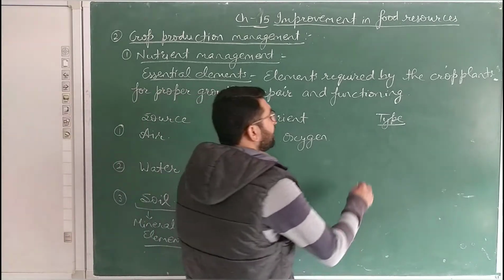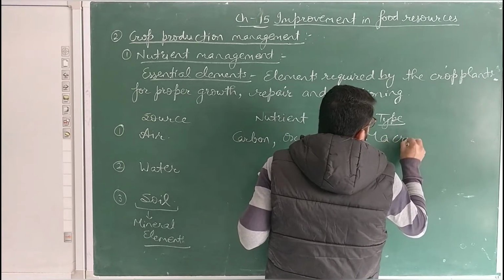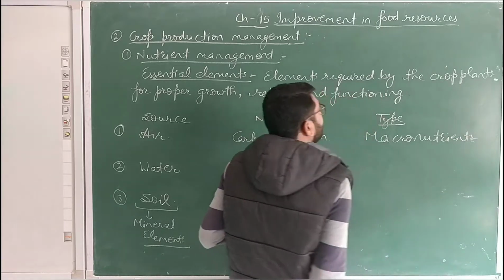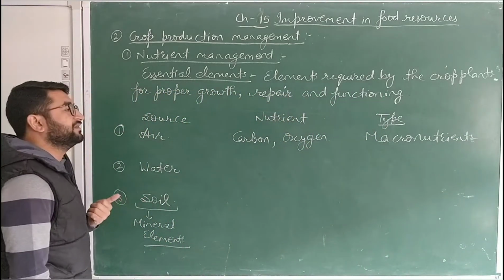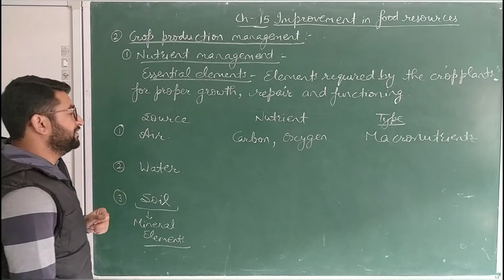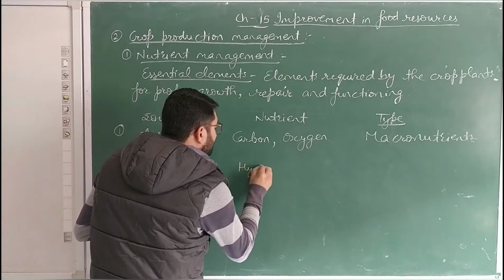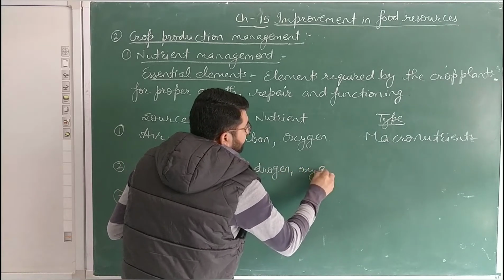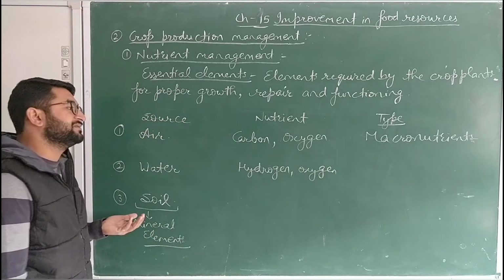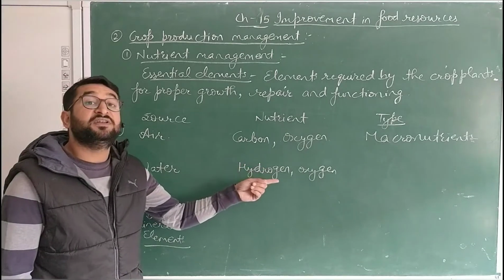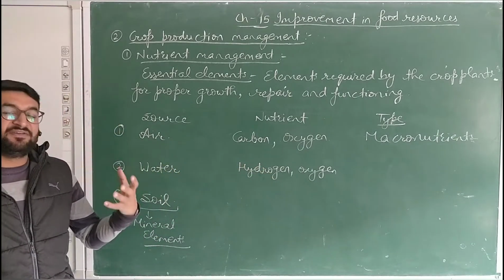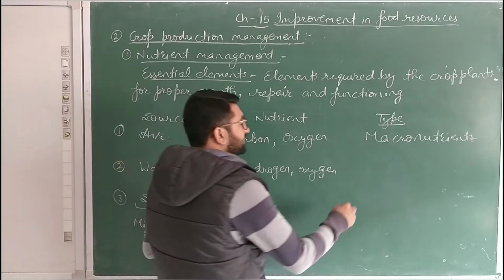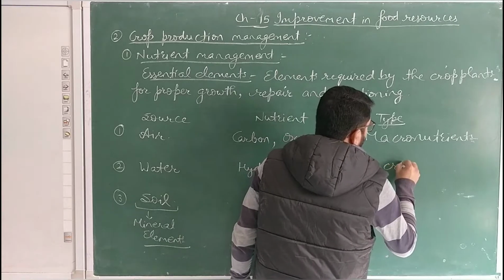तो कार्बन, ऑक्सीजन are macronutrients. They are required by the plants in large quantities. The next, water. Water will also provide two nutrients, one is hydrogen as well as oxygen. Oxygen भी बच्चे मिलती है. So oxygen is available to the crop plants by two methods, air as well as water, and that is also a macronutrient.